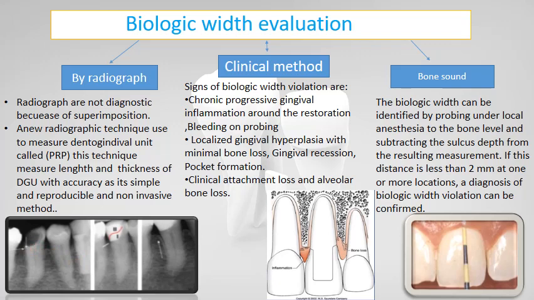A new radiographic technique used to measure the dentogingival unit is called parallel profile radiograph. This technique is a simple, concise, non-invasive, and reproducible method, used to measure the dimension of the dentogingival unit. The author inferred that the PPR technique could be used to measure both length and thickness of the dentogingival unit with accuracy.